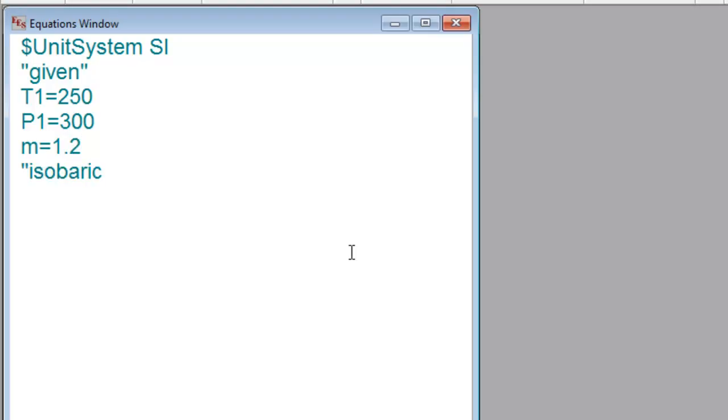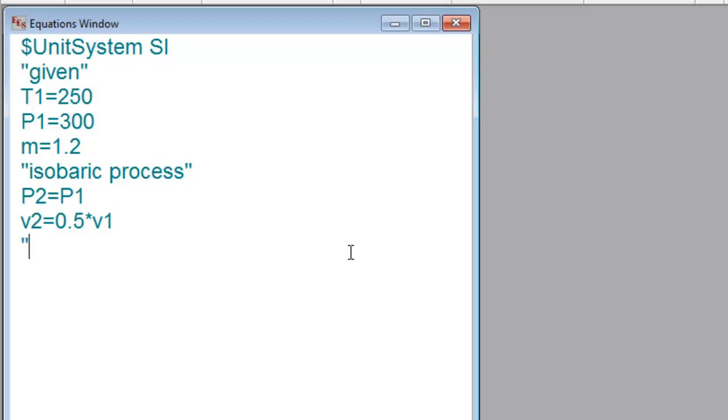Then I'm going to put a comment in here just to remind myself that this is an isobaric process, which means that it's constant pressure. So now I can tell it that the final pressure, which I'll call P2, is the same as P1. It's constant pressure. The other thing we're told is that the final volume is 1/2 of V1. So I'll just write that V2 is 0.5 times V1.